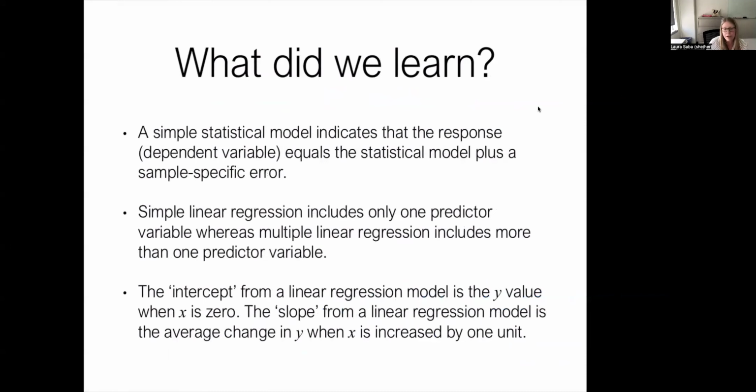So to summarize, we learned that a simple statistical model indicates that the response equals some kind of model plus some sample-specific error, so that little subscript i. And with simple linear regression, we only have one predictor. The intercept is not always that helpful. It's the value of y when x, your predictor, is 0, but that slope oftentimes is what we're really, really interested in.